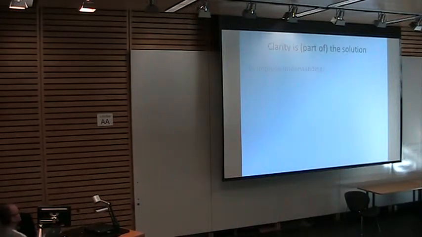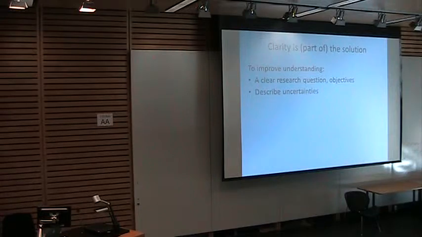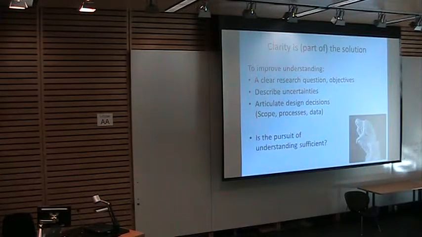That's an important point. Okay, so clarity is part of the solution, right? Obviously, every modeling textbook, every modeling how-to book says a clear research question. Have good objectives, a clear question. You're also encouraged to describe your uncertainties and articulate your design decisions. These, again, are about the model scope, the processes, and the data. These are all categories of decisions. And this is before you even start modeling. This is just as you start putting the framework or the design of your model together.